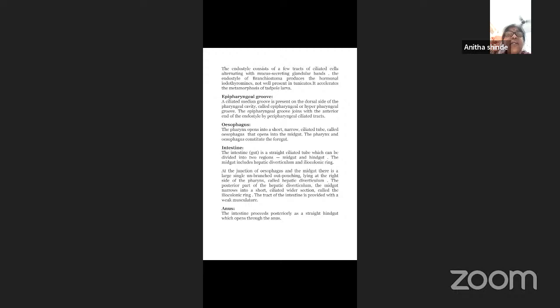Now next is what? The epipharyngeal groove. Now the epipharyngeal groove is again a ciliated median groove which is present on the dorsal side of the pharyngeal cavity, and it is also called the epipharyngeal cavity or the hyperpharyngeal groove. And this epipharyngeal groove will join with the anterior end of the endostyle by the peripharyngeal ciliated tract.